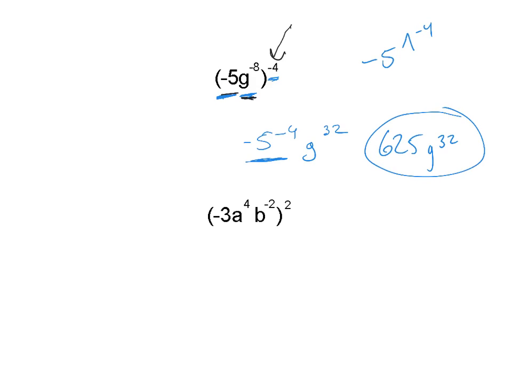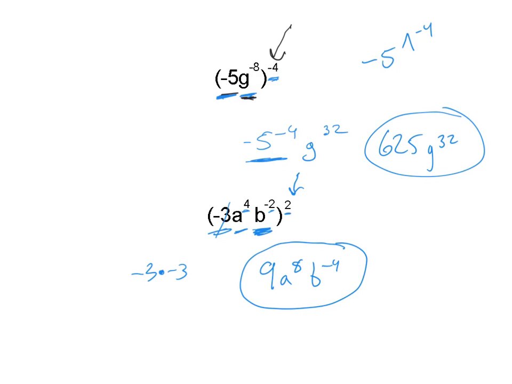Okay, one more. This one's got 3 pieces in the parentheses, right? You got this, this, and this. We have to take all of those to the second power. So negative 3 to the second power, in other words, negative 3 times negative 3, would be positive 9. Okay, that piece is done. A to the fourth to the second power, so in other words, a to the 8th, if I multiply them together, right? And then b to the negative second to the second power, so in other words, b to the negative fourth. Negative 2 times 2 is negative 4. And there's your full answer.